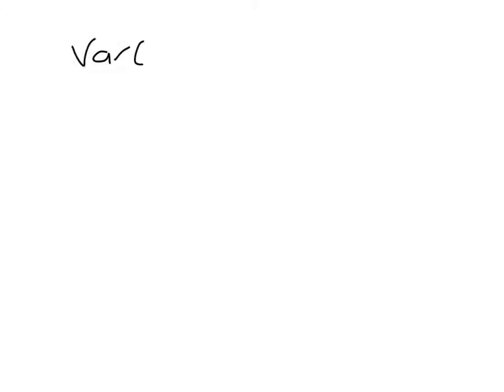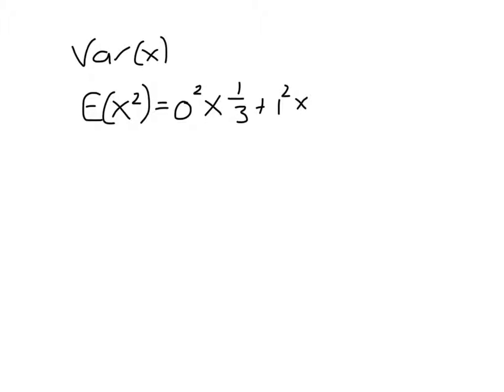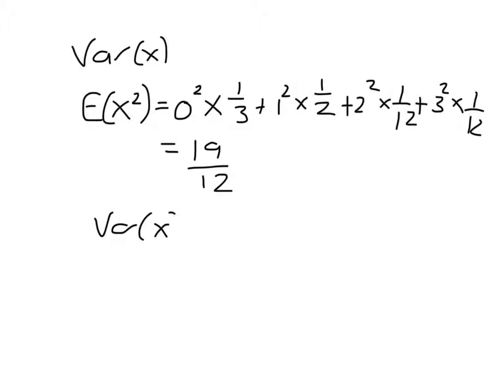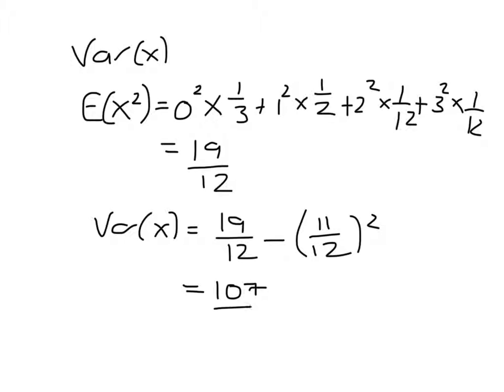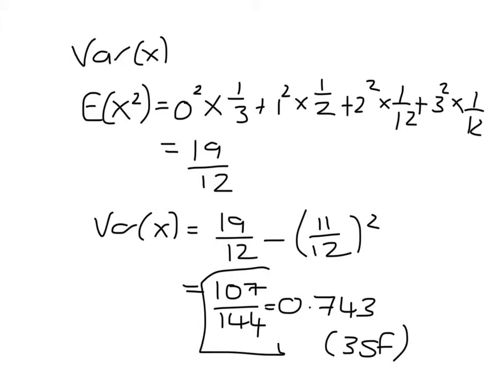Finally, we have the variance of x, and to work that out, the first thing I need is the expectation of x squared. So that's 0 squared times 1/3 plus 1 squared times 1/2 plus 2 squared times 1/12 plus 3 squared times 1/12, which gives us 19/12. To find the variance then, we do the 19/12, take away the mean squared. So take away 11/12 squared, and that is 107 over 144, 0.743 to 3SF. The fraction answer is preferable.